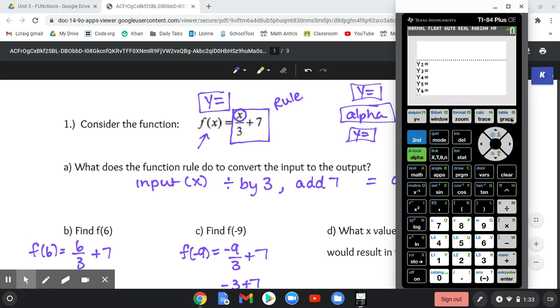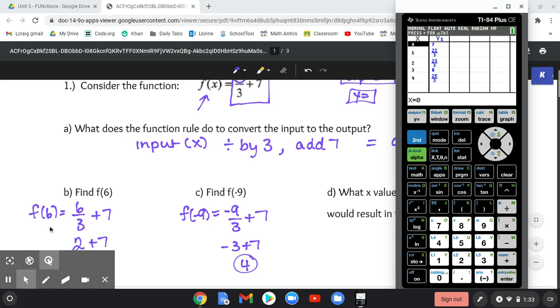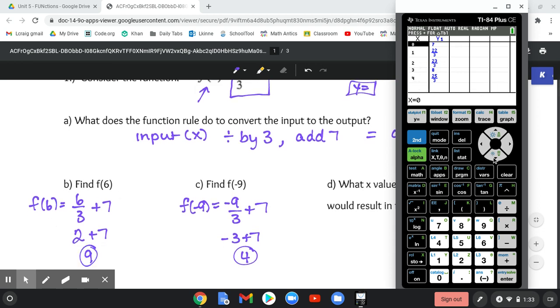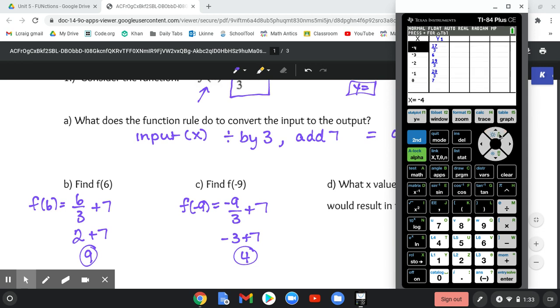All right, if you hit the graph, that's what the function looks like. We'll get into that next class, but if you hit second graph, this x that you put in, that's your input. So if you find 6 over in the x column, it tells you the output is 9, the same thing that we got. If I find negative 9 over in the x column, I see 4, the same thing that we got. So the calculator works as a function machine. It calculates it for you.